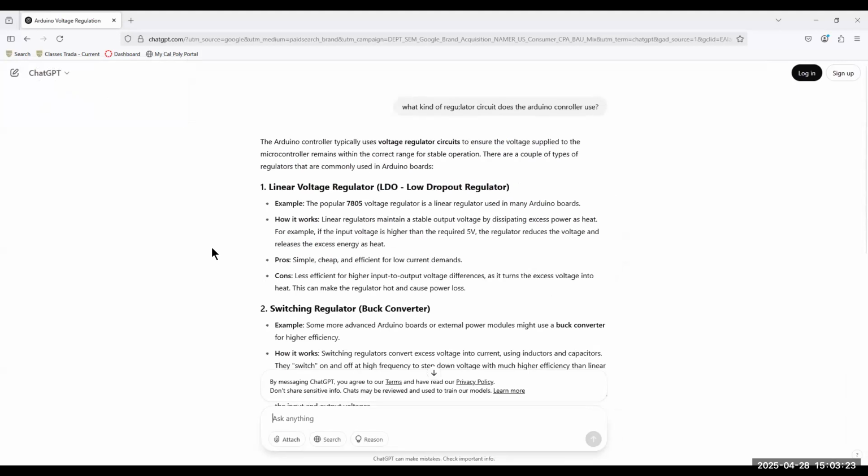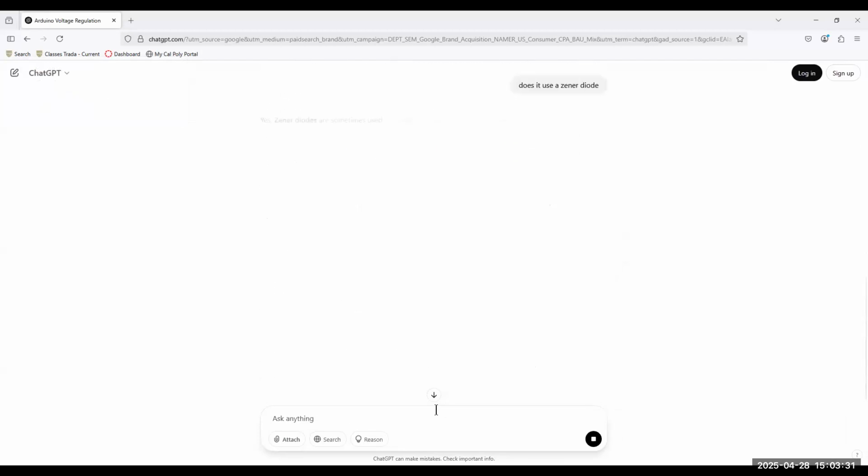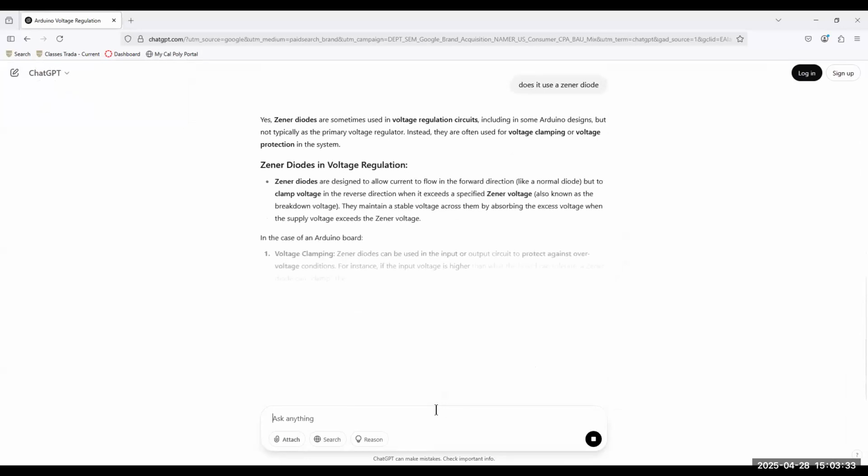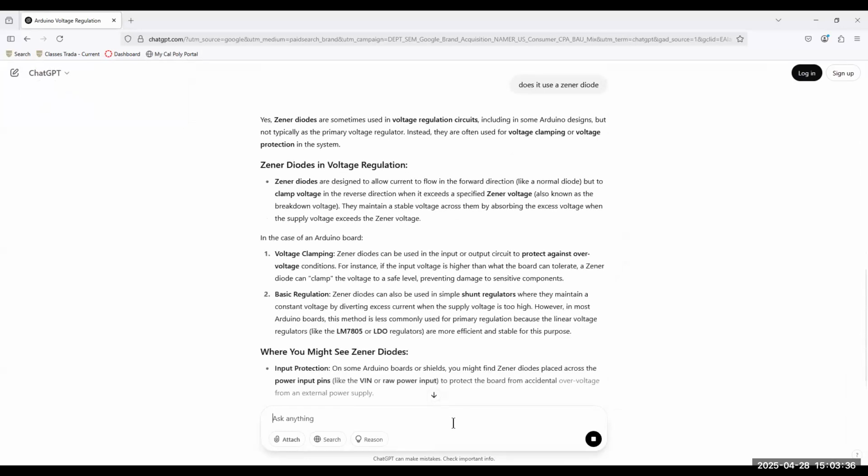Not useful. I mean, obviously, this is just a starting point. It can only access the public resources that it has available, but we can use it as a learning tool, not as a crutch.